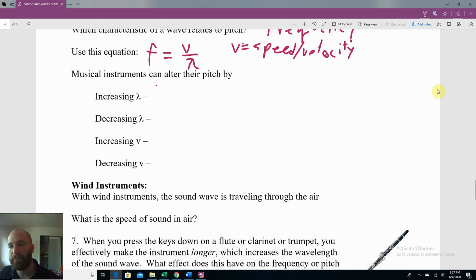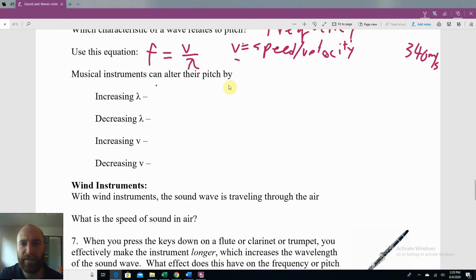For us, typically you play your instruments in air, unless you're playing the underwater tuba or something like that, which we'll measure in meters per second. So for us, the speed is mostly always going to be 340 meters per second, which is the speed of sound in air. I just pulled that from our last lesson. That's just how fast sound moves in air.